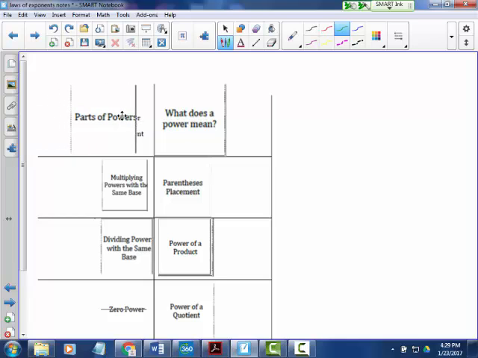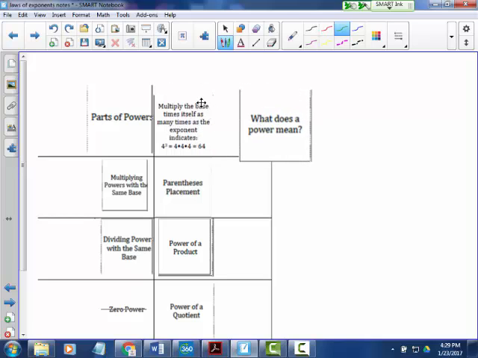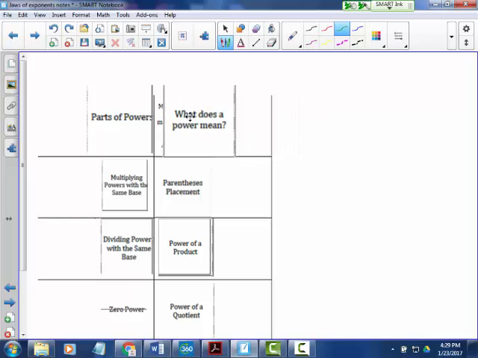And then we saw, what does that mean? It means to multiply the base times itself as many times as the exponent indicates. So this being 4 to the third means 4 times 4 times 4, which is equal to 64. And we saw that works with variables as well as constants. Then we took a look at the zero power.